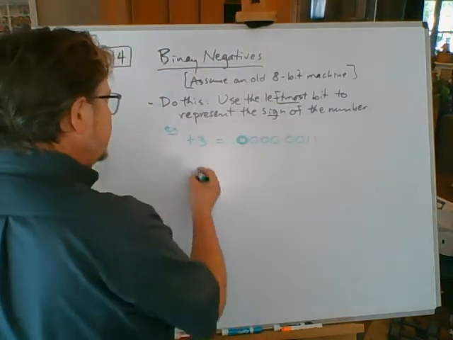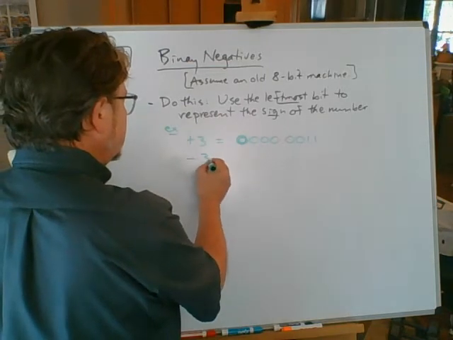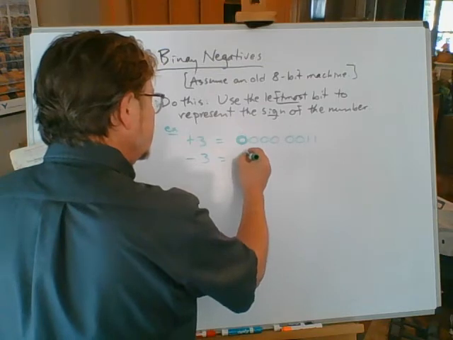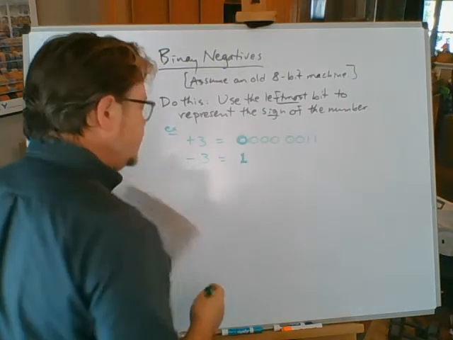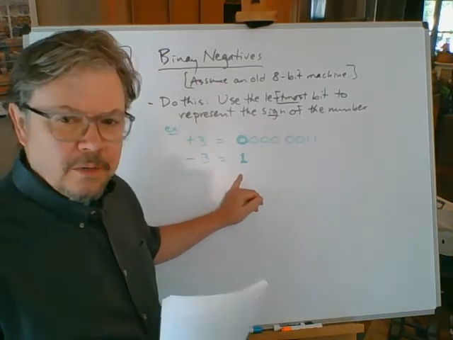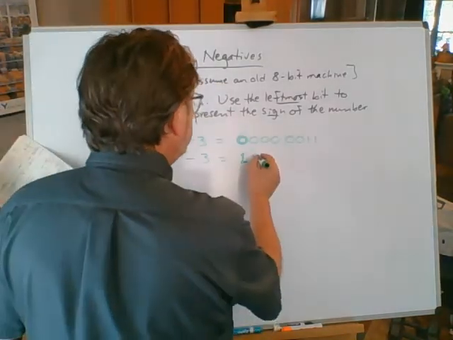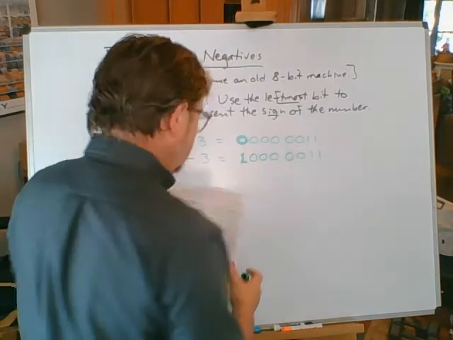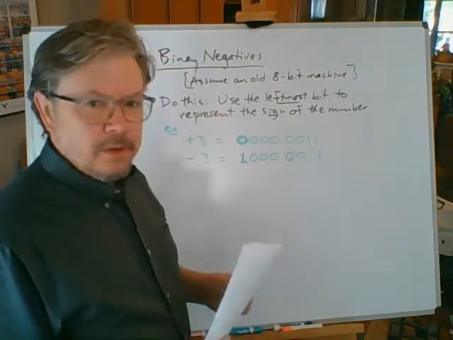Since that's positive 3, then negative 3 would be a solid bold 1, which also is impossible on the machine, but that's what we're doing. We're splitting off the leftmost bit to represent nothing but the sign of the number. 1, 0, 0, 0, 0, 0, 1, 1. What could be simpler?